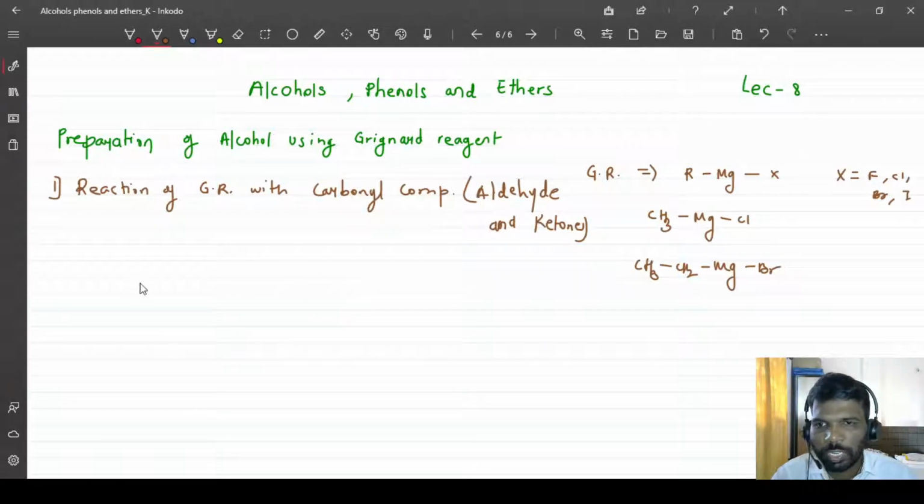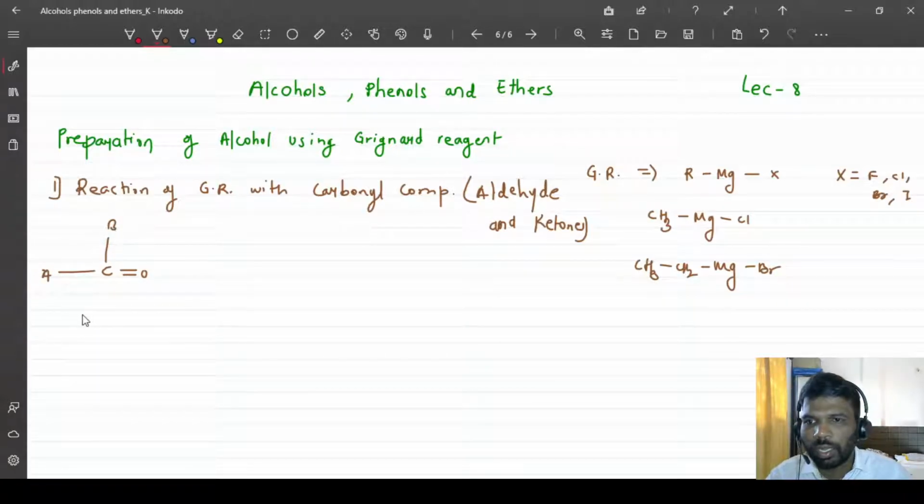So first I will write a general reaction. I will write a carbonyl compound like this: C double bond O. I'm writing this in general because here, let's say this is a group A and this is group B. If A is a methyl group and this is also methyl, then it will be a ketone. If this is methyl and this is hydrogen, then it will be an aldehyde. So in general, I'm writing this in this manner.